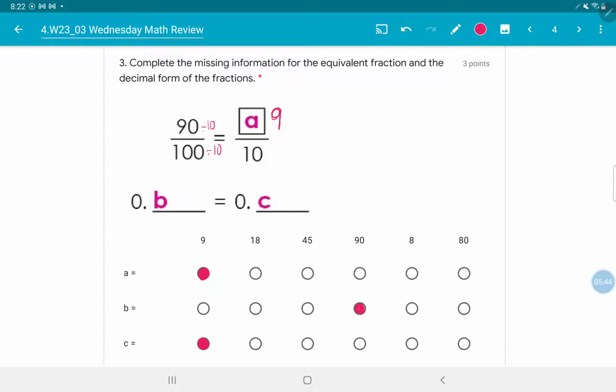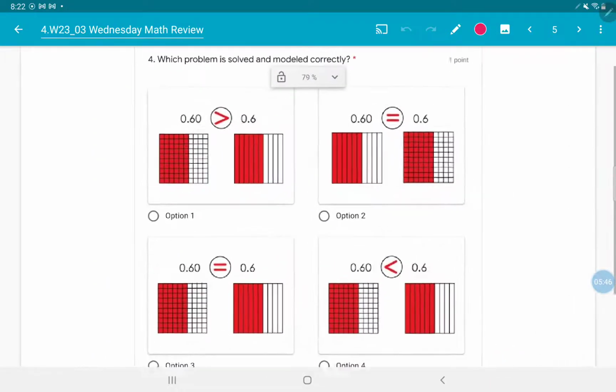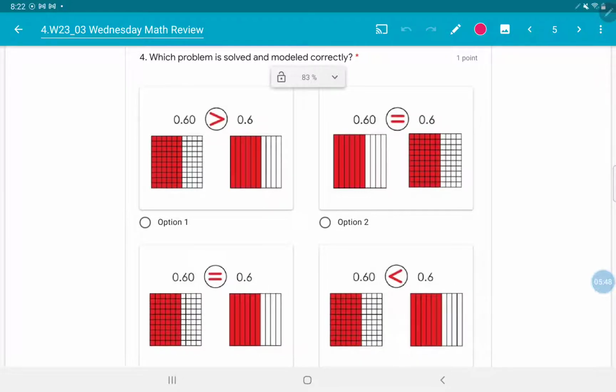Now we're looking at some decimals that are modeled, and we want to know which one is modeled and solved correctly. So let's look at option 1. Option 1 shows 60 hundredths. How do I know that this is 60 hundredths, Jacob? It's in the hundredths. That second place value to the right of the decimal is the hundredths place value.